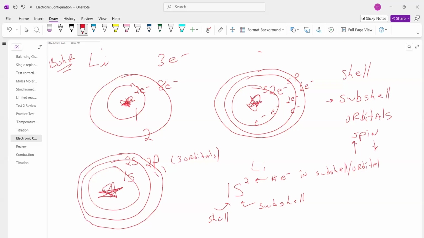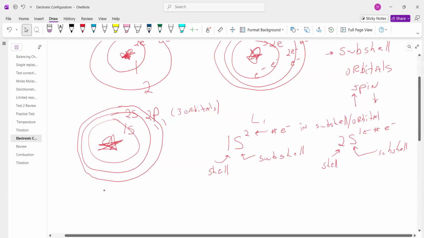Okay, so we're going to go 2s1. 2 for the shell, s for the subshell, and 1 electron. So the electronic configuration for lithium, accounting for those 3 electrons, is 1s2, 2s1.